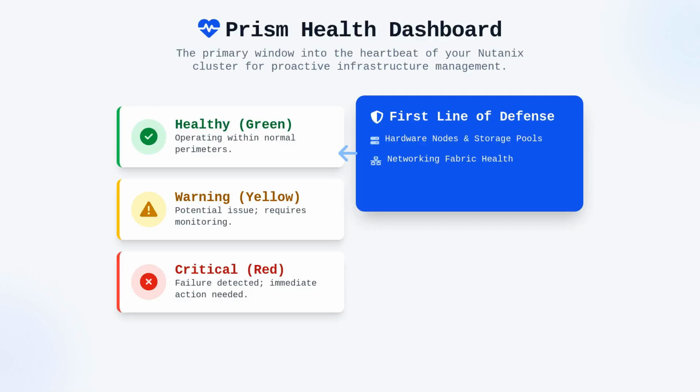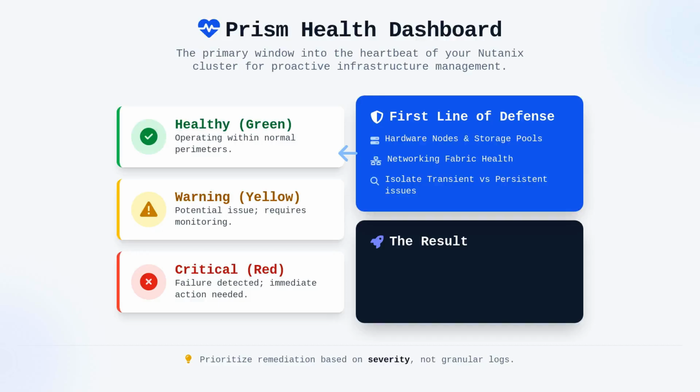When a status shifts away from green, the dashboard provides contextual information that helps isolate whether the issue is transient or persistent. Relying on this visual feedback allows administrators to prioritize remediation efforts based on the severity of the alert rather than reacting to every granular log entry. By mastering this interface, you move from being a reactive administrator to a proactive engineer capable of stabilizing the environment before end users report performance degradation.